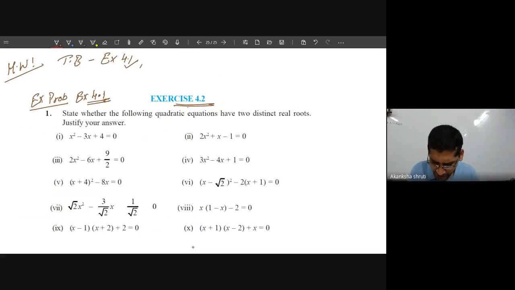So 4.1 we have done, 4.2 we have done, then 4.4 question number 1 you have to do. 4.3 temporarily we are dropping, we will do at the end. Okay, so these are the homework. Any doubt then please ask in this?